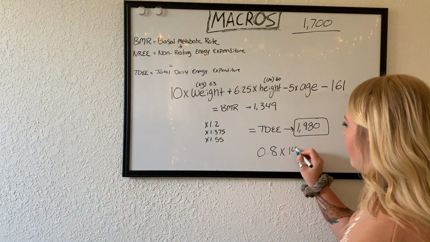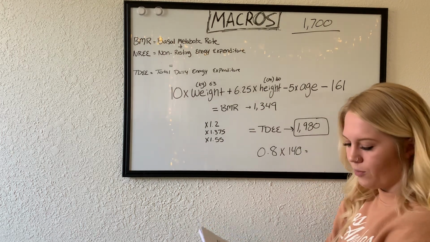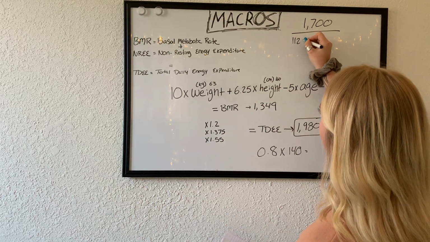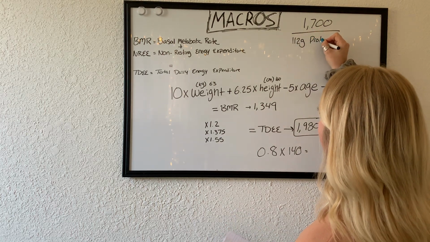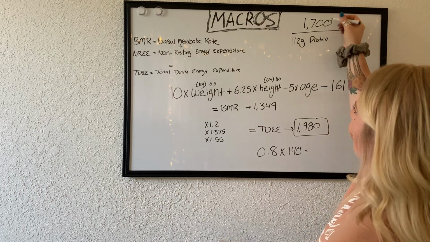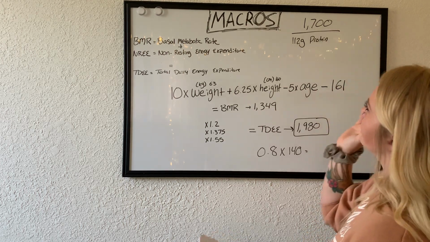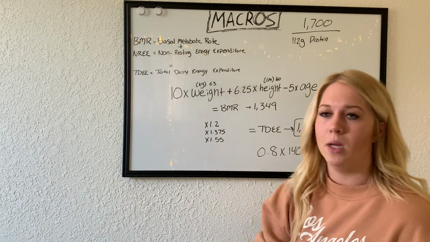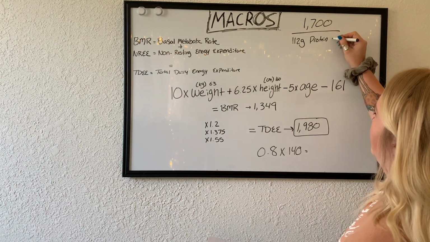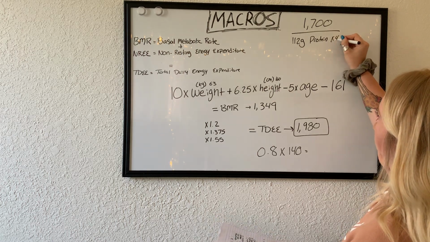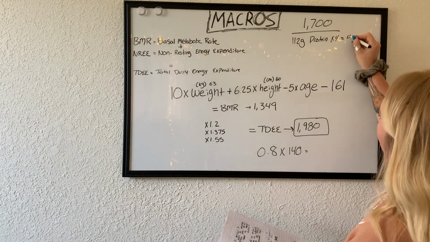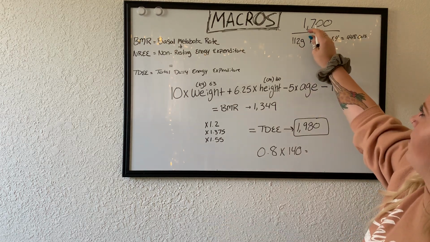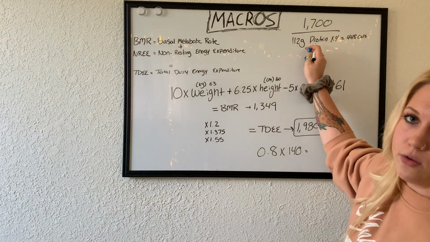So let's say 140. So that's gonna bring me at about 112 grams of protein a day out of that 1,700 calories. So protein and carbs have 4 calories per gram. So now we would times that by 4, so times by 4 equals 448 calories a day from that 1,700 is going to my protein goal.